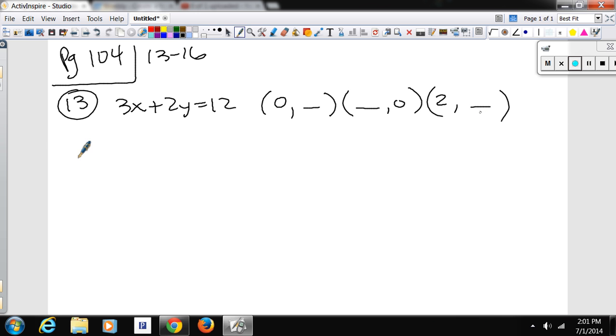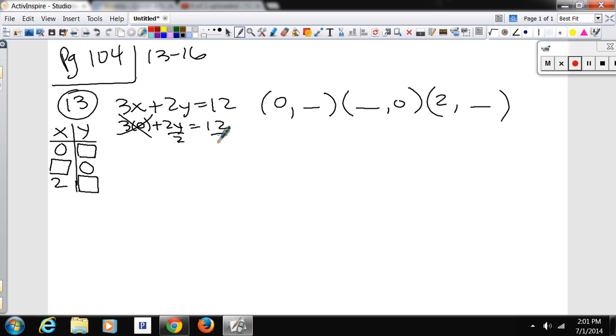Essentially, if you have an x and y t-chart, they want you to plug a 0 in for x, plug a 0 in for y, and plug a 2 in for x, and see what three answers you get for these boxes. If I put a 0 in for x, 3 times 0 plus 2y equals 12. 3 times 0 cancels out. Divide by 2 and you get y equals 6. So 0, 6 is one of our solutions, one point on my graph.